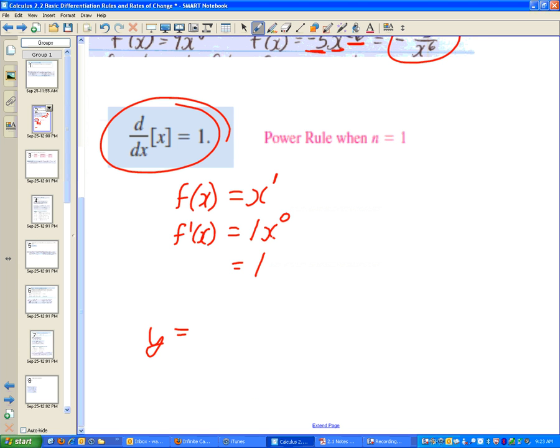If y equals x to the 5th, what does y prime equal? 5x to the 4th. If y equals x to the negative 7, what does y prime equal?